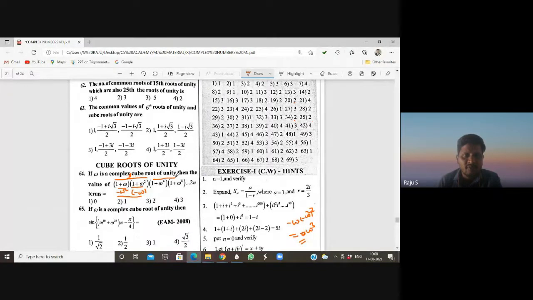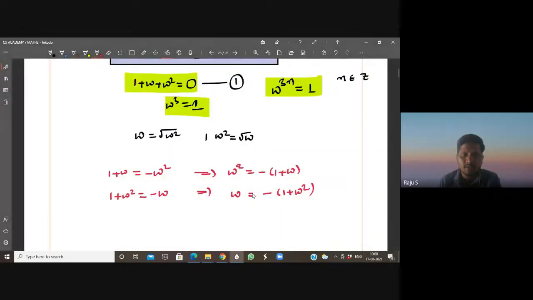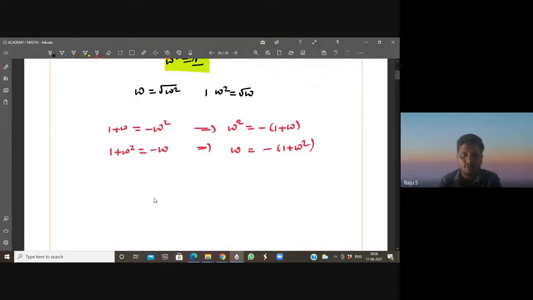Then what about the next two terms? Omega power 4 is nothing but again omega. Omega power 8 is nothing but omega square. Do you understand? Omega power 8 can be written as omega power 6 into omega square. What is omega power 6? A multiple of 3 always becomes 1. I already wrote the condition omega power 3n is equal to 1. So 2 into 3 like that. So this is omega square.